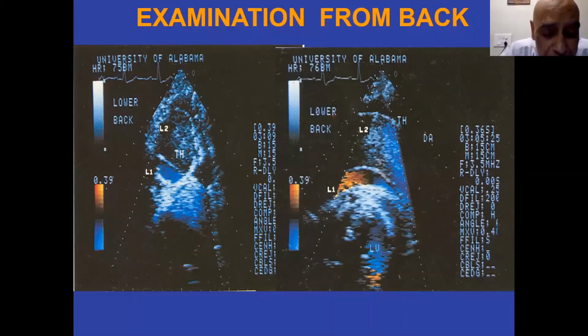So the apical four-chamber view or slight modifications of it is what you're going to use. If you're going to look at the left pulmonary vein, then the apical two-chamber view will be very useful, because in the apical two-chamber view, the LA appendage is well visualized, and the left superior pulmonary vein is just bordering the LA appendage.